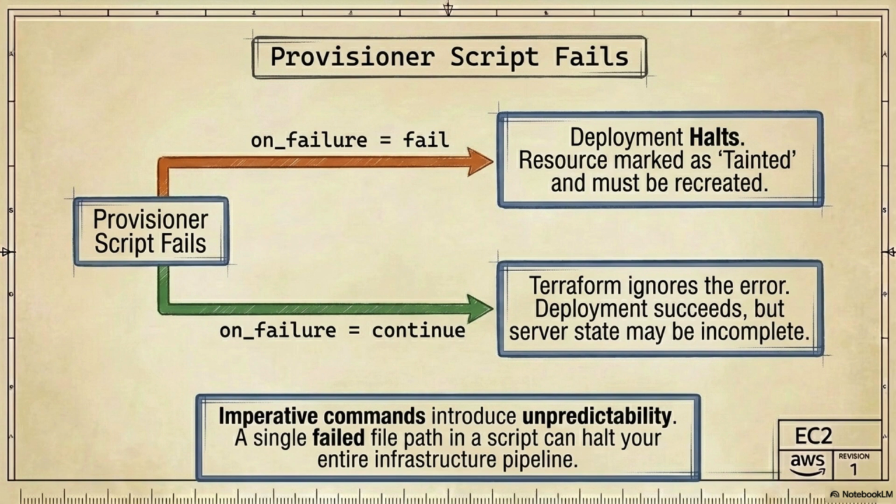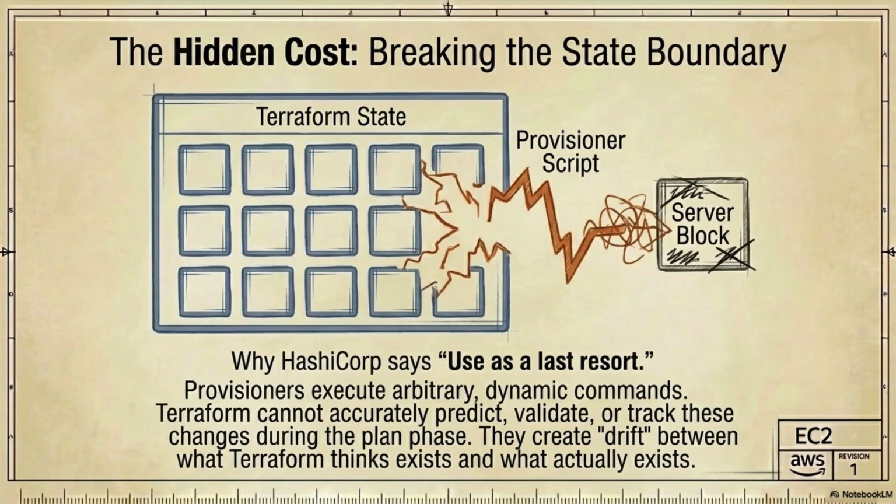Breaking the state boundary. Terraform tracks infrastructure state carefully. Provisioners break that visibility because Terraform cannot fully track arbitrary commands executed inside servers. This creates infrastructure drift. The actual server may differ from Terraform's expected state.